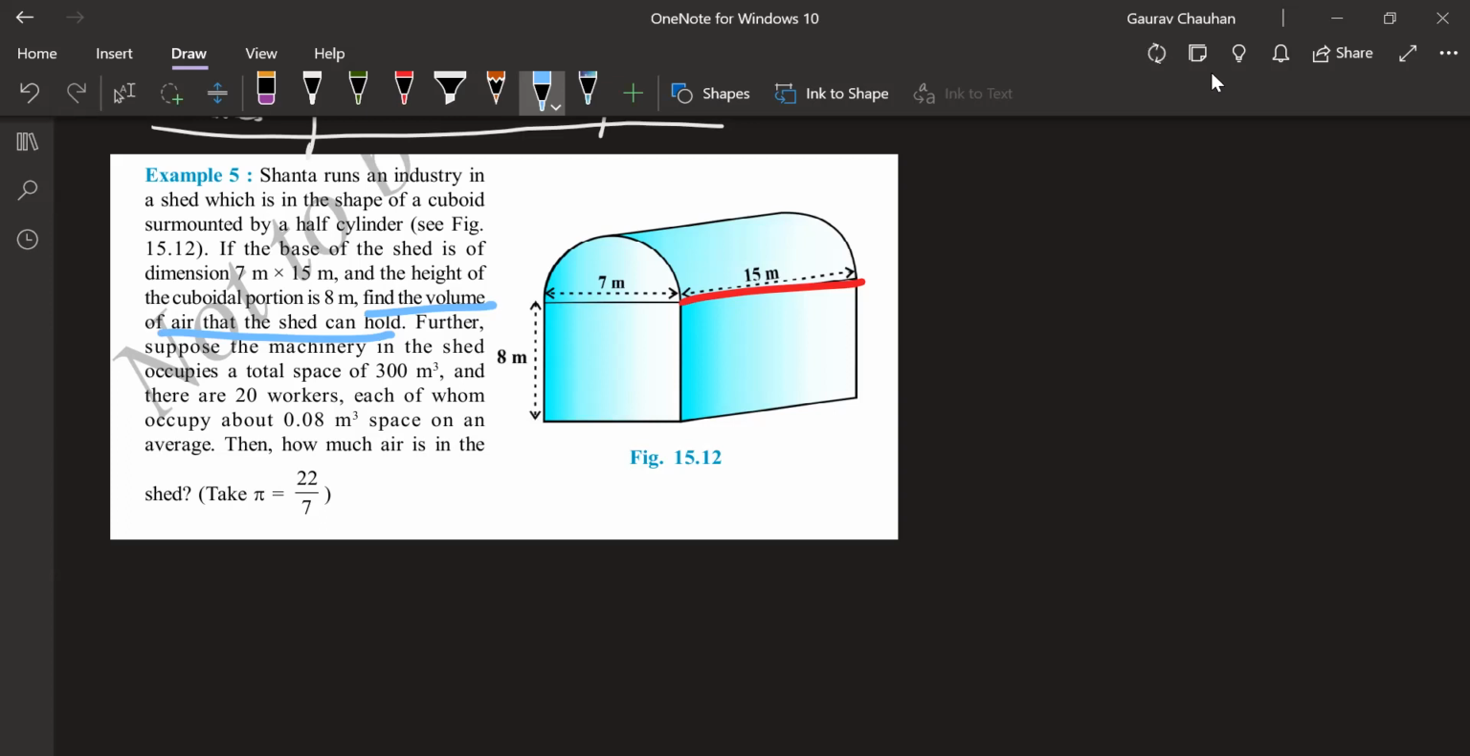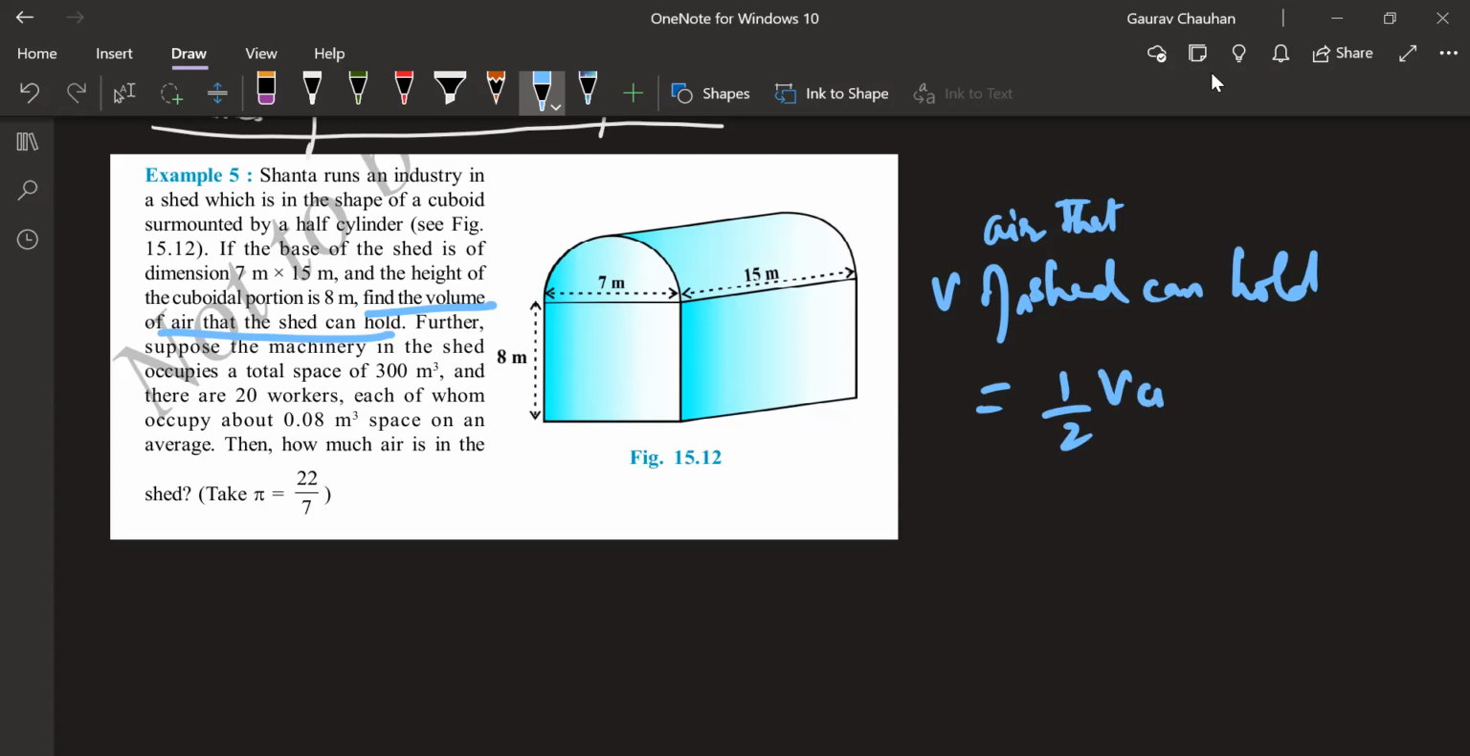So volume of air the shed can hold, can we do? It's simple. For volume of air the shed can hold, I have to first calculate the volume of the shed, the volume of air that the shed can hold totally. If some human beings enter, then the volume of air becomes less. Humans start occupying some space. Are you understanding this? So volume of air that the shed can hold is equal to half of volume of cylinder plus volume of cuboid.